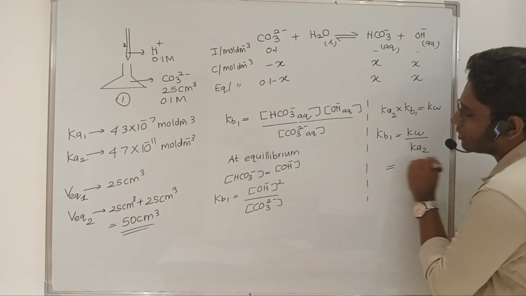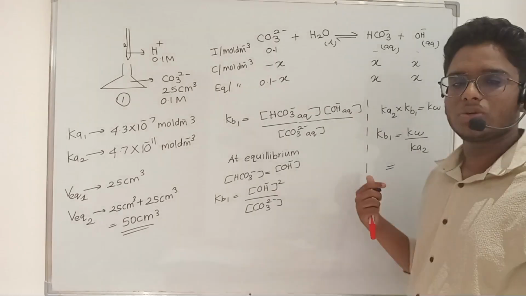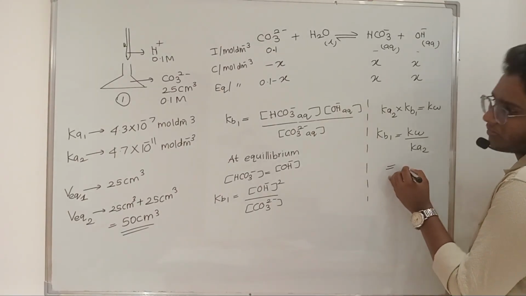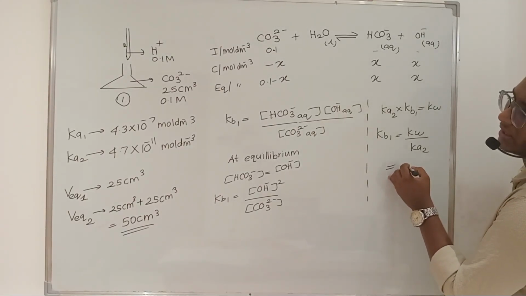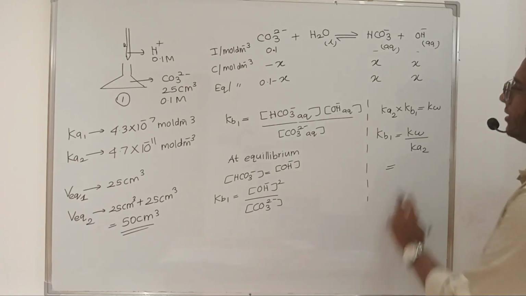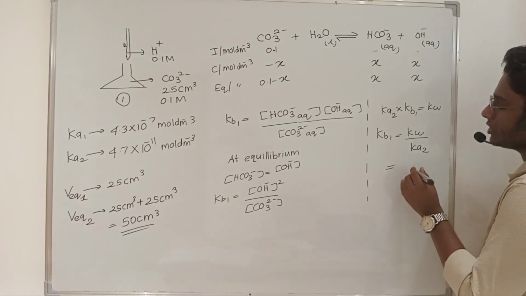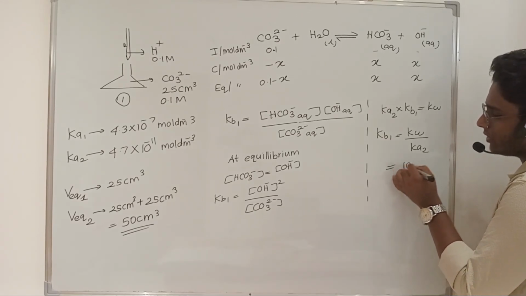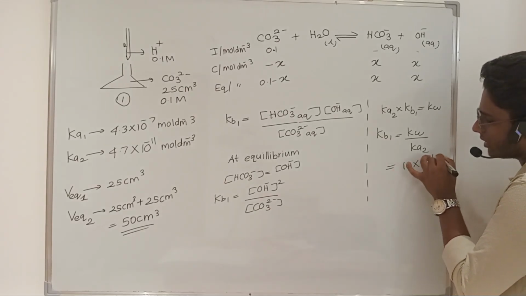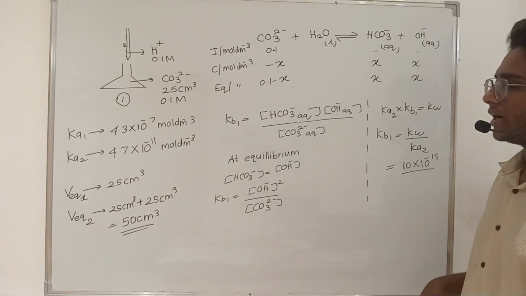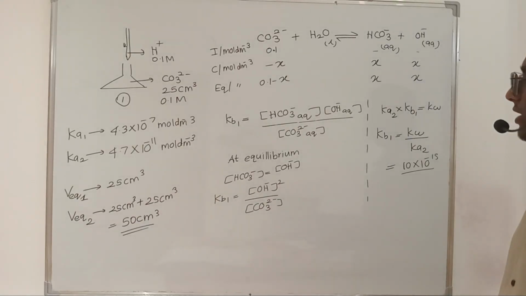But Kw at 25 degrees Celsius is 1 into 10 to the power minus 14, right? And Ka2, how much have they given? 4.7 into 10 to the minus 12, right? So I'll be writing 1 into 10 to the minus 14 as 10 into 10 to the power minus 15, for the easiness of the calculation, because I'll be using log. So this will be easy, I can avoid negative logs.